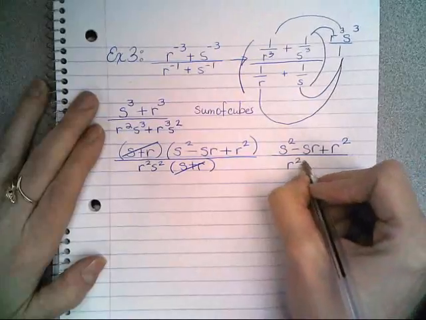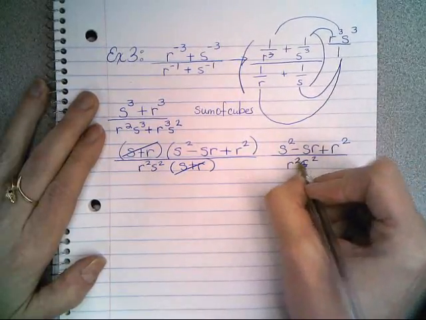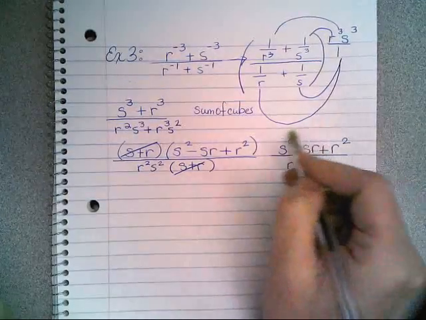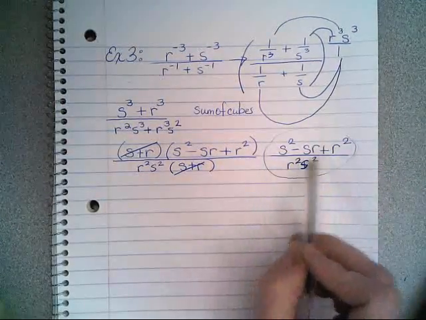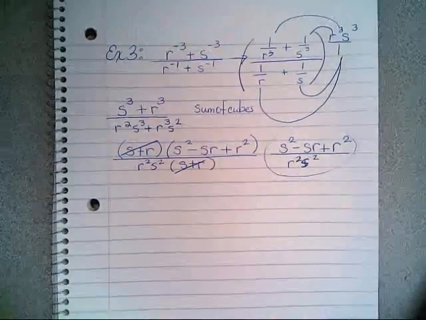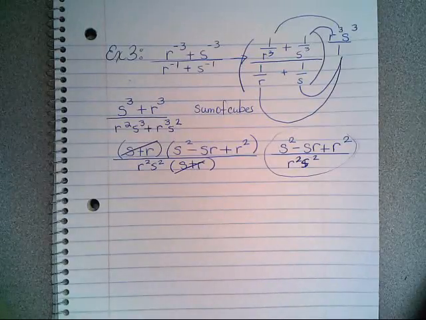R squared plus, R squared S squared. And all that is R, R, S, S. Nothing can reduce here. I know you're thinking, well, wait, that and that match and that match, but not in their entirety as they currently sit. Do they match? That's it for today.